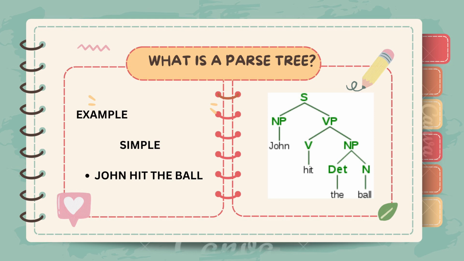Now, let's look at the example. Simple sentence: John hit the ball. John is a noun phrase, hit is a verb, the is a determiner, and ball is a noun.